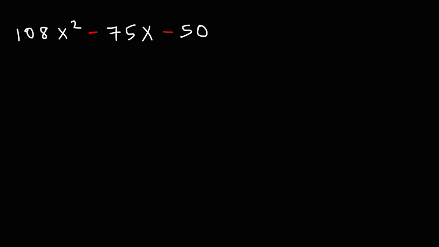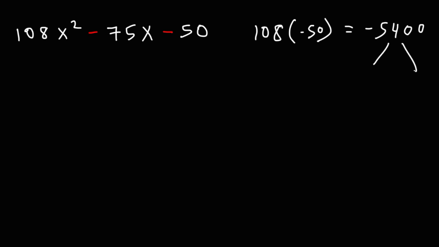Now, we could try to do this the old-fashioned way. That is, we could take the leading coefficient and multiply by the constant term. And so if we multiply 108 by negative 50, this is going to give us negative 5,400. And then what we need to do is find two numbers that multiply to negative 5,400, but add to negative 75.